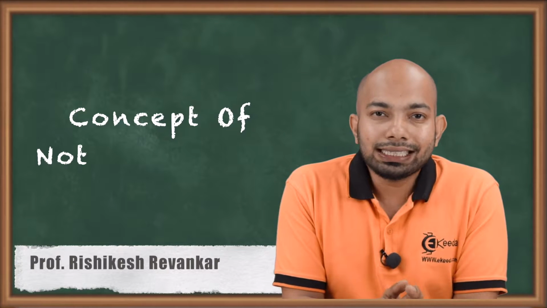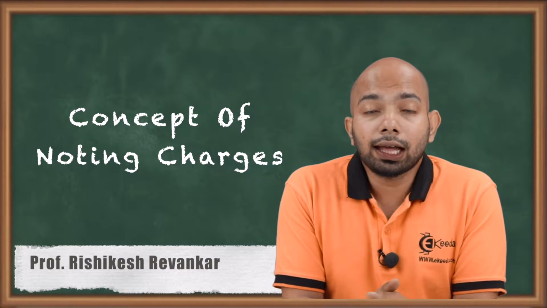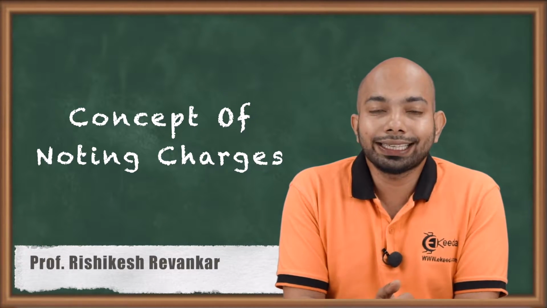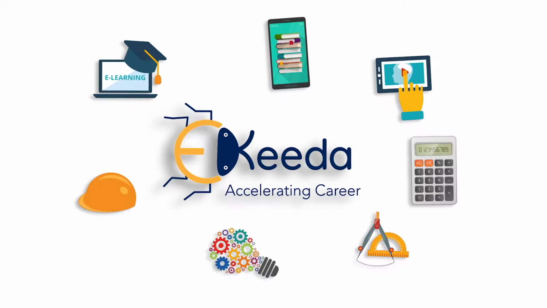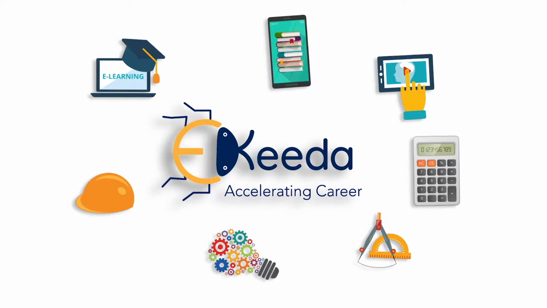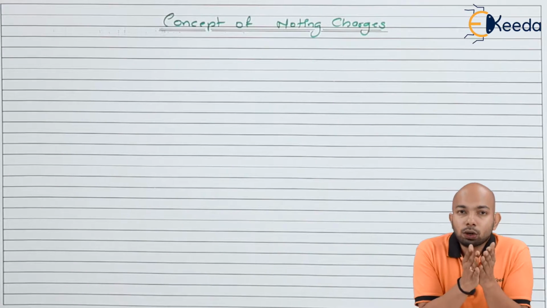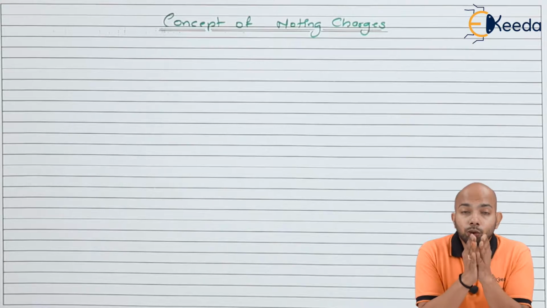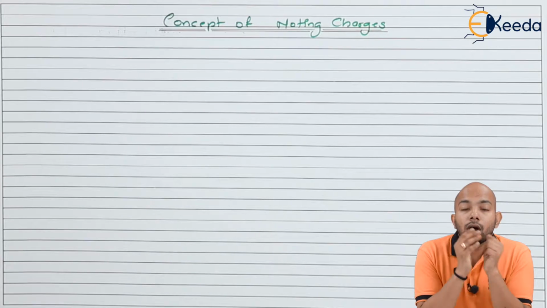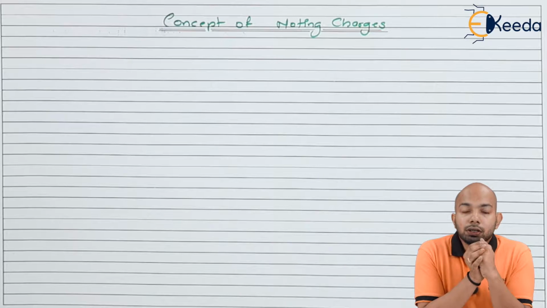Hello friends, we'll be discussing certain details about the bills of exchange and the concept of noting charges related to it. When we discuss noting charges, we understand this concept is to be taken into picture only in case of dishonor. Now, how does noting charges come into picture?